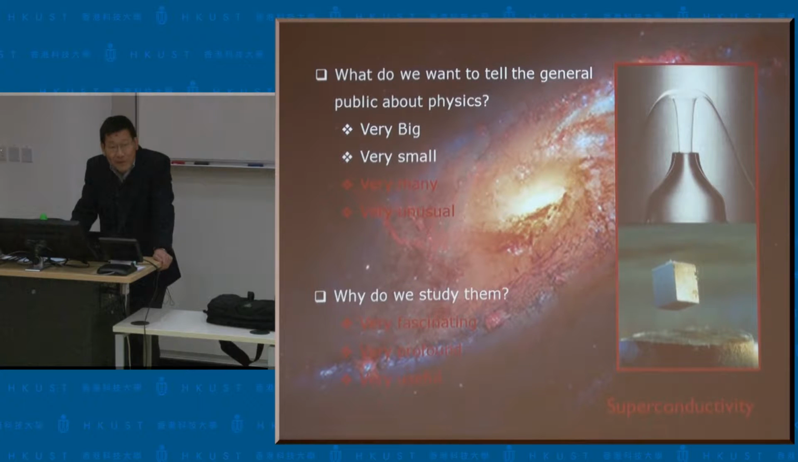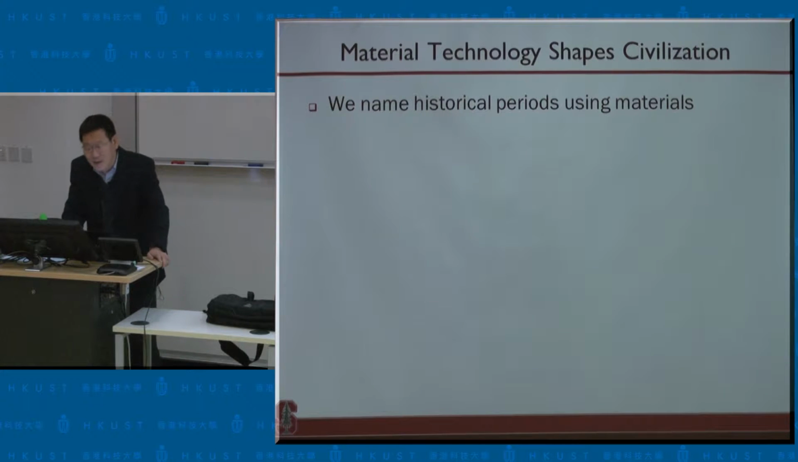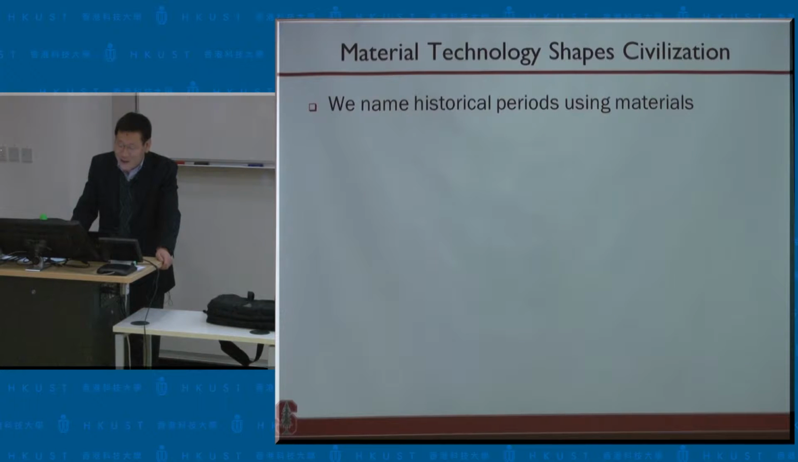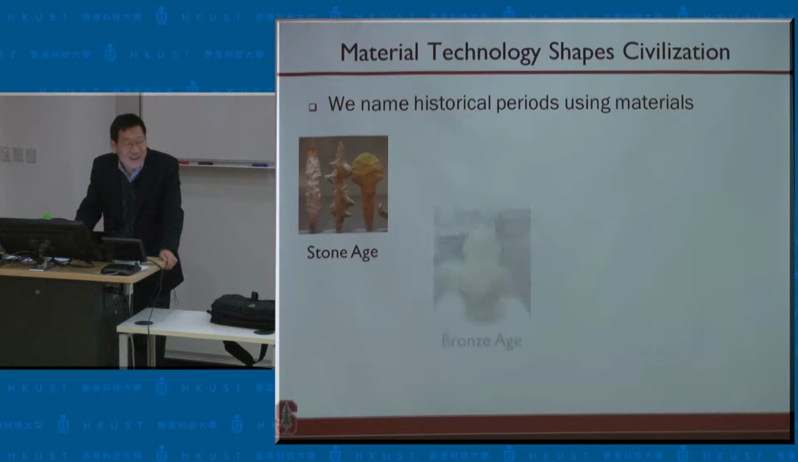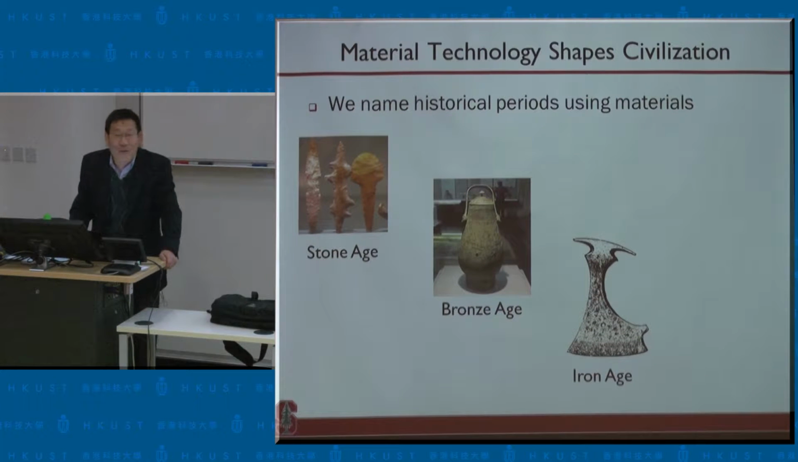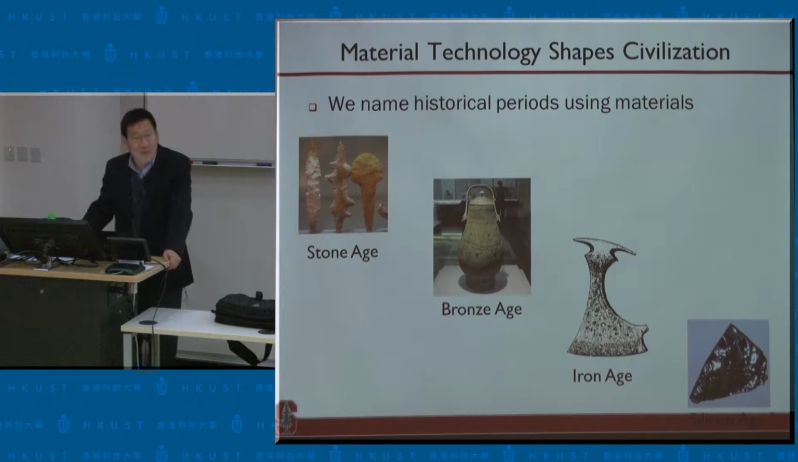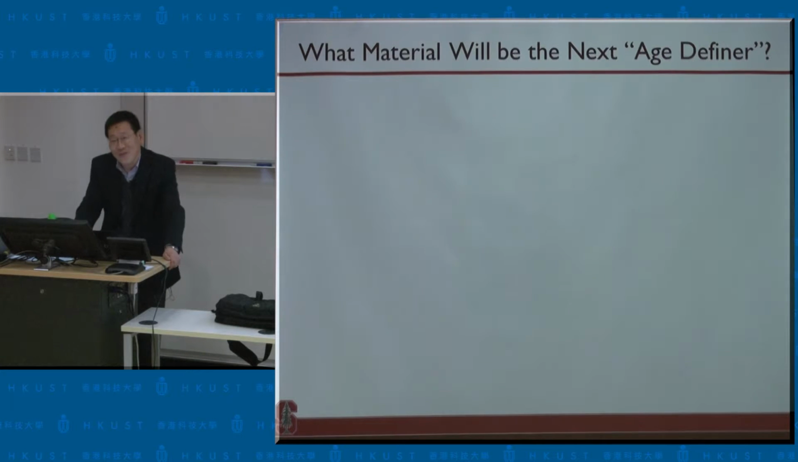So to put it in a different perspective, since we're working on material physics, you can think about materials: technology shapes civilization, right? We name historical periods using materials. There's such a thing called the Stone Age, and the Bronze Age, and the Iron Age. We can never tell how future generations will call us, but this certainly is the information age, and from the materials perspective, it may be the age of silicon, and the impact has been tremendous. Then if you ask yourself, what will be the material that can have an age-defining significance?